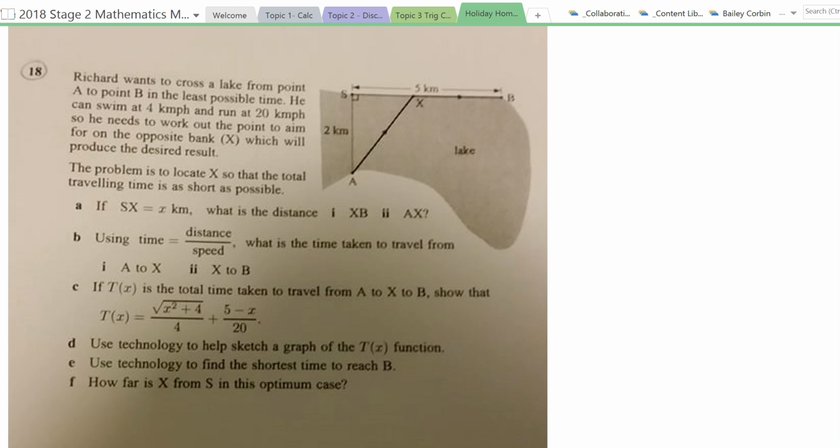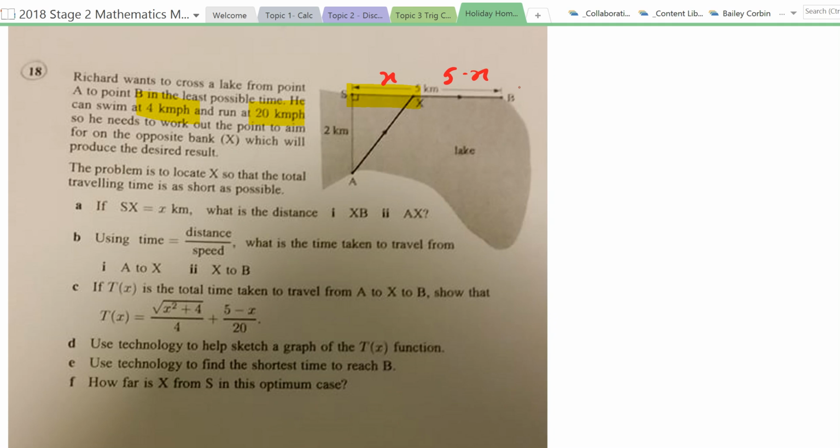Alright. This is quite a famous type of problem. It's the first time I'm reading it, going through and highlighting. All right. If FS is x, what is the distance XB? 5 take x. What is the distance AX?